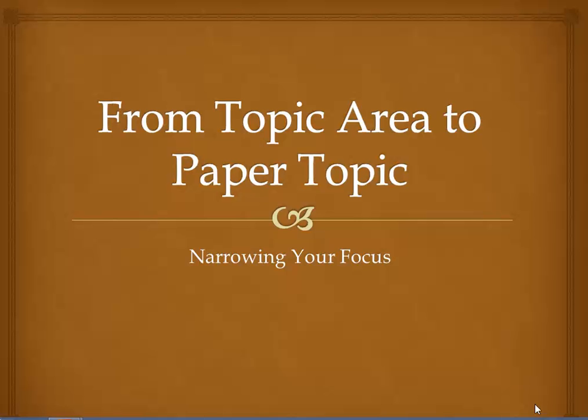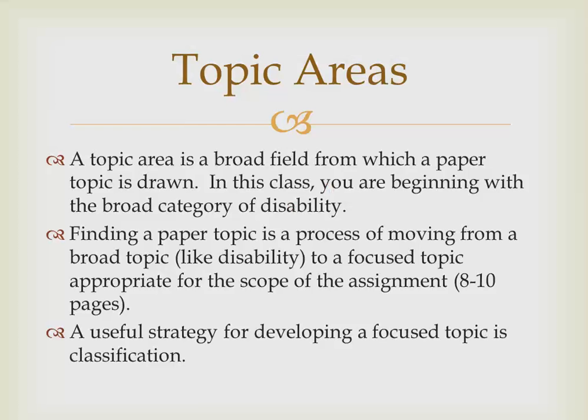So let me talk a little bit about the process of moving from a broader topic area to an appropriate topic for your paper. A topic area is a broad field from which a paper topic is drawn. And in this class, of course, you begin with the very broad category of disability, and then you're breaking it down into more specific categories as you're moving toward an appropriate scope for the assignment.